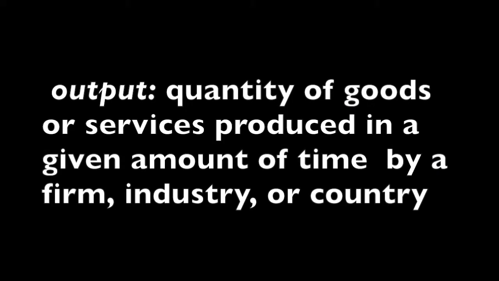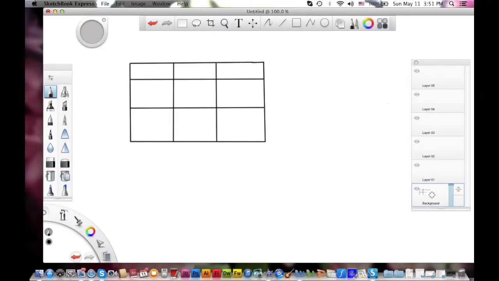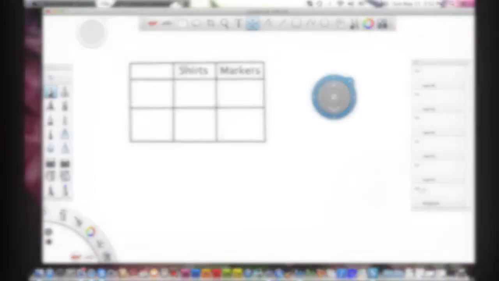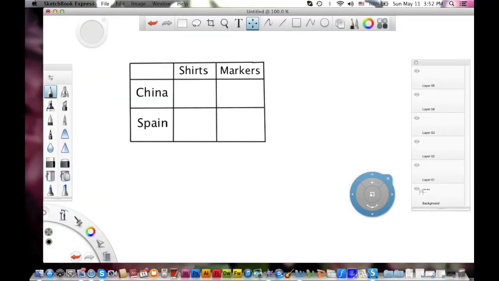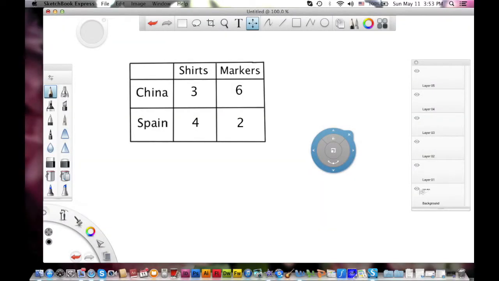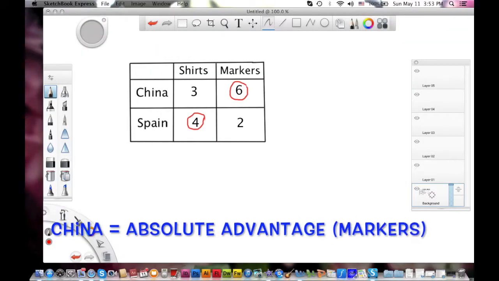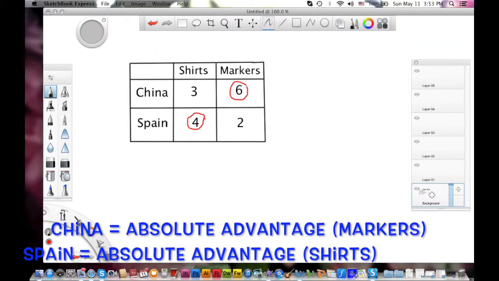This is an output problem, which means that we are only taking into account the amount of product being produced in a given amount of time. Because this example deals with output and how much each country can produce, absolute advantage is determined by who can produce the most.